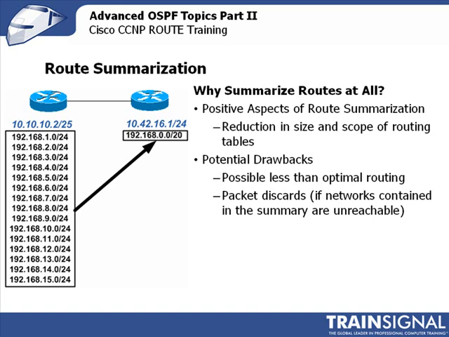For instance, the 15 networks pictured in the graphic to the left can all be summarized by a single route entry. It can reduce computational time, it can reduce the actual size of the link state database in terms of OSPF, and all sorts of other reasons. Now, there are some drawbacks. It's not a cure-all. One of the things that can happen is less than optimal routing can result because of summarization, and you can have packet discards. If networks contained within the summary are unreachable and the summary is still being advertised, the packets will be discarded. So it needs to be used selectively and with good design practices.